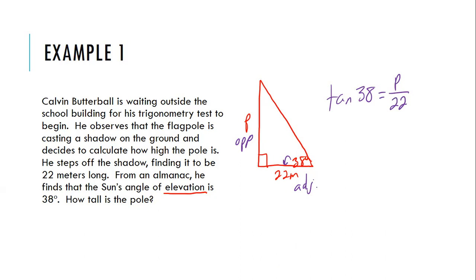Okay. All right. So how do you calculate the pole? What do I need to do? Multiply both sides by 22. So 22 tan of 38. So approximately how tall is this pole that Calvin Butterball measured? So we're going to say 17.19 meters.